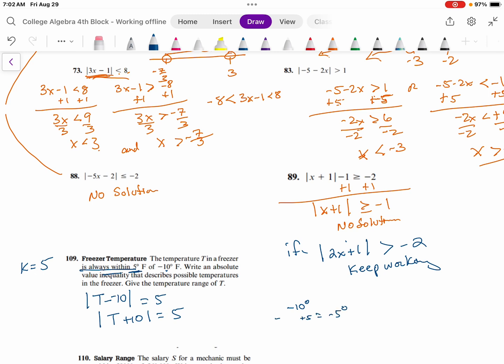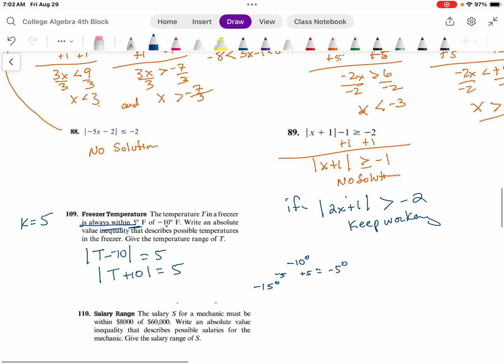If I subtract 5, that's negative 15 degrees. And then when we go to solve our problem here, T plus 10 equals 5, T plus 10 equals negative 5. When I subtract, I get T is equal to negative 5, and on this one, this gives me T is equal to negative 15.